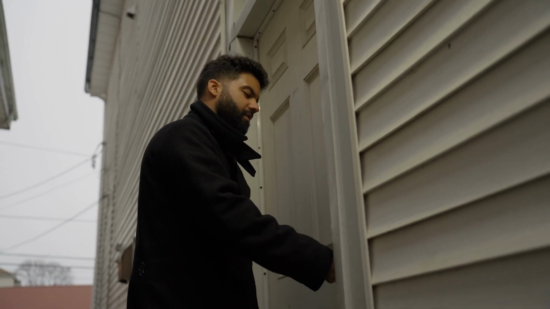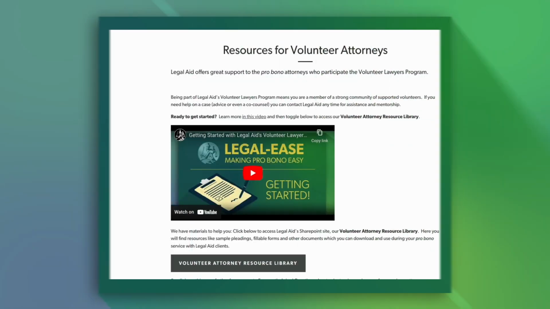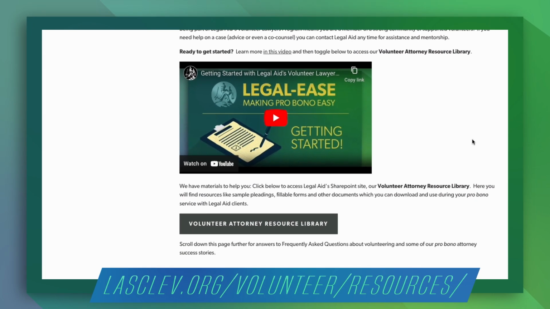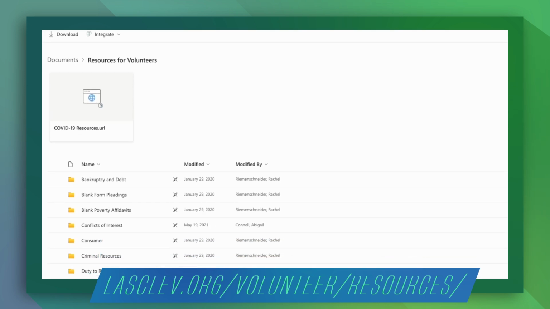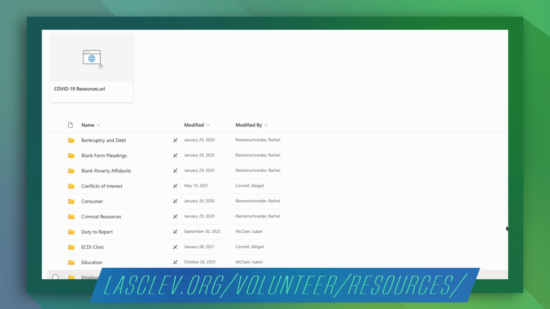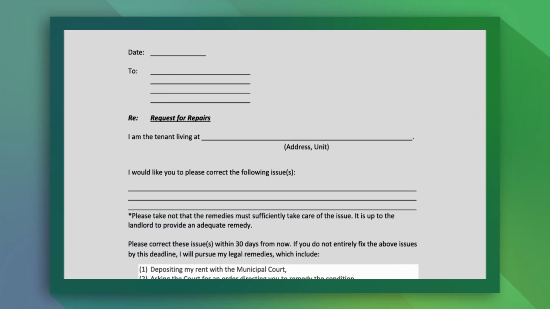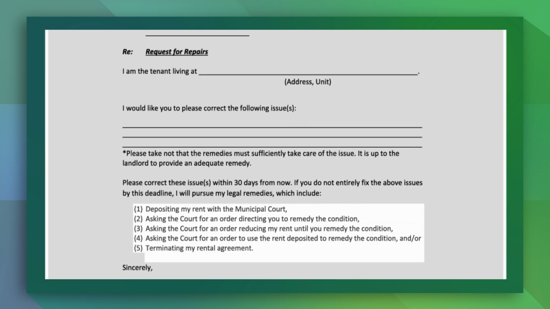Now let's get started. In this video, we'll cover steps to take in a lockout case. Time is of the essence in lockout cases, so you'll want to act right away. First, visit the Volunteer Resources page of Legal Aid's website to review materials that can prepare you to assist the tenant. Second, contact the client. Third, write a demand letter to the landlord to allow the tenant to return to the property.